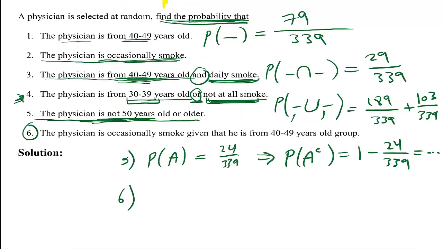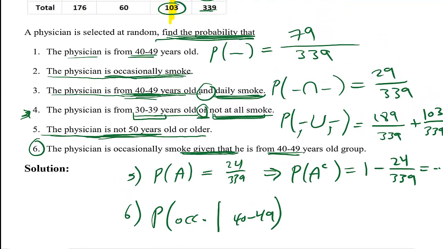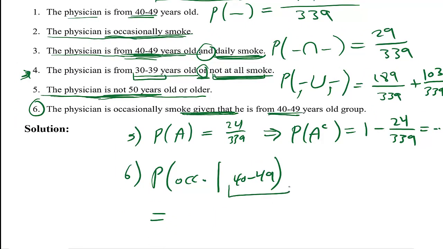What is the probability that the person is an occasional smoker given that? Given that, so this is an example of conditional probability. What is the probability that he occasionally smokes, given that he is from this age group, from 40 to 49? You can use either the conditional rule, the intersection divided by the marginal, or you can calculate the probability from the table. So he is from the 40 to 49 group, and we need to calculate the probability that he occasionally smokes.